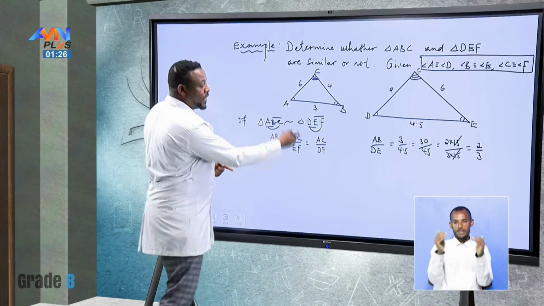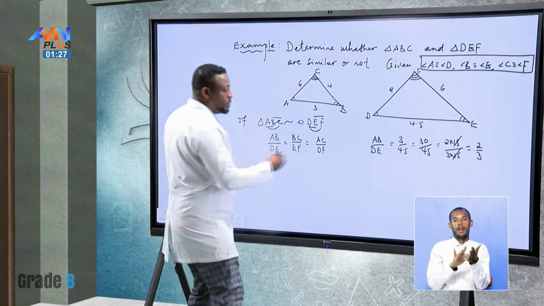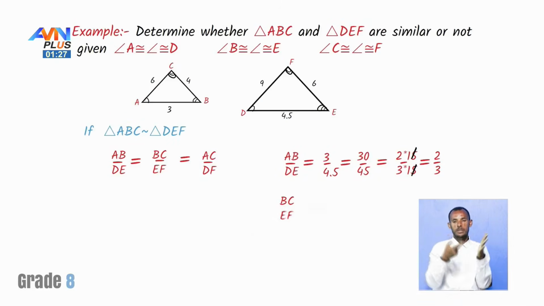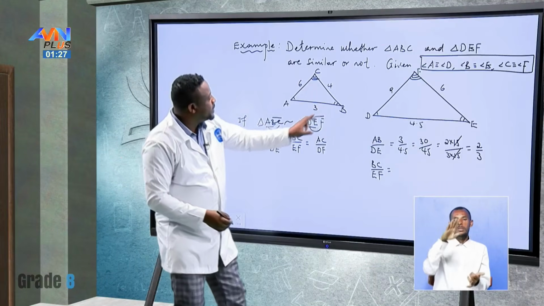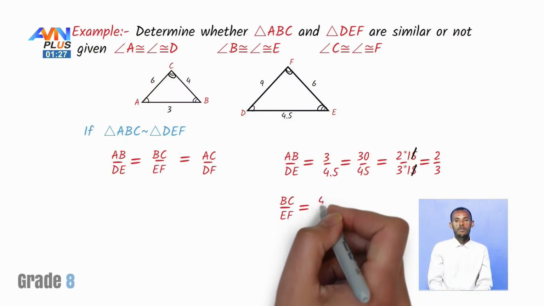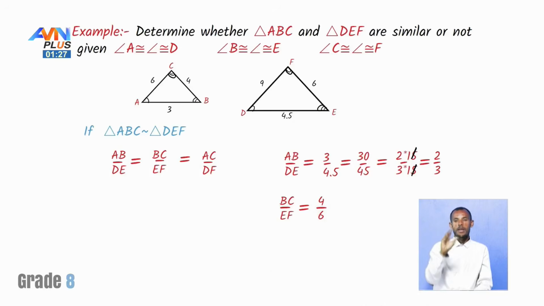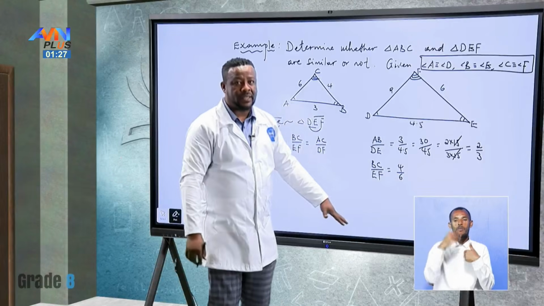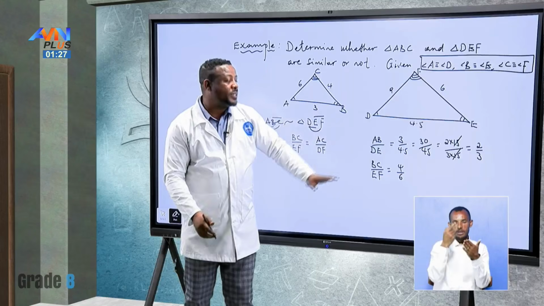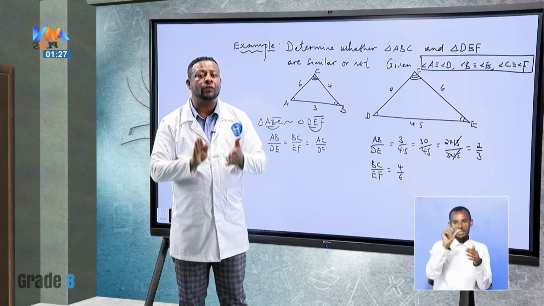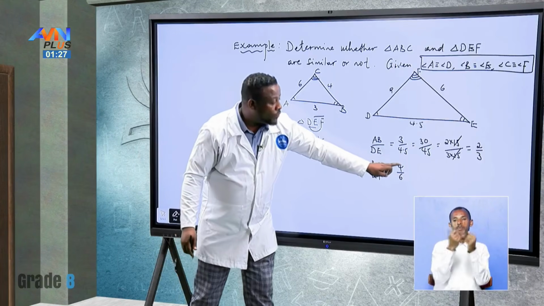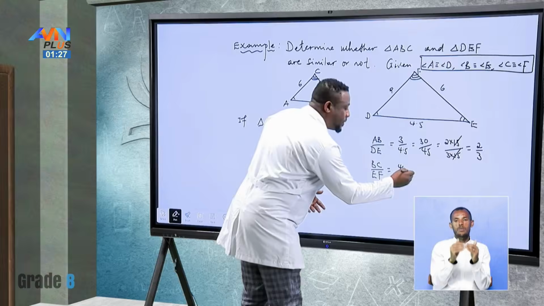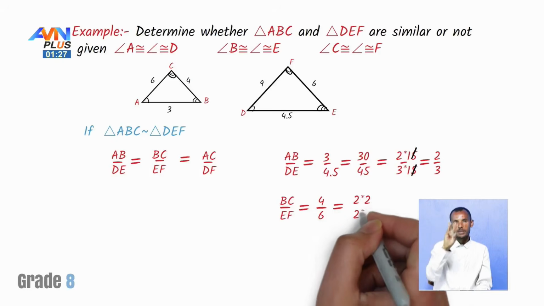Again, let's calculate the ratio of the middle term. That means BC over EF. BC is 4, and EF is 6. We have 4 over 6. You need to write this 4 over 6 in simplified form so that we can easily compare all the ratios. The simplified form of 4 over 6: 4 can be written as 2 times 2, and 6 is 2 times 3.